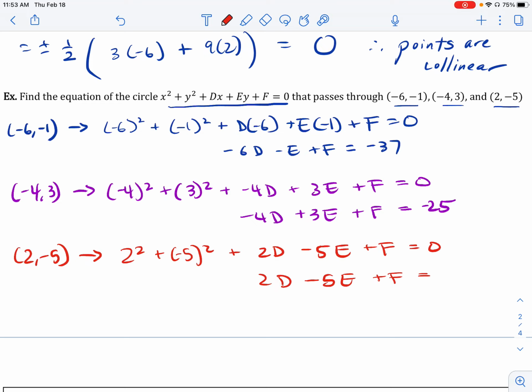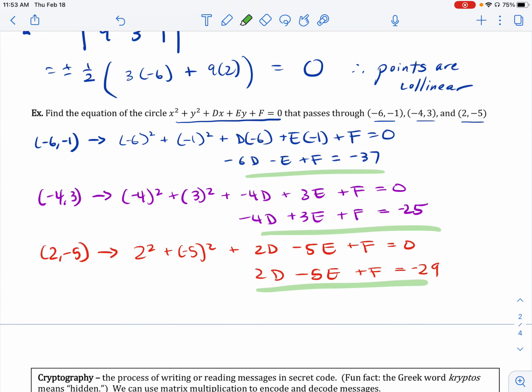And what we're going to now do is take these 3 equations, and now you've got a system of equations that we can set up. Let me just write it as a matrix, might as well. So we've got -6, -1, 1, -37, -4, 3, 1, -25, 2, -5, 1, -29.